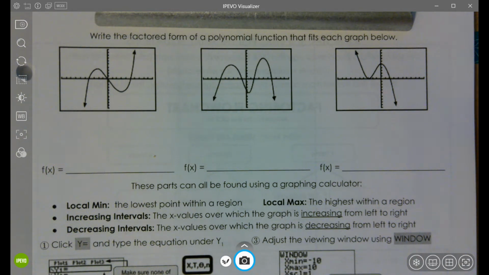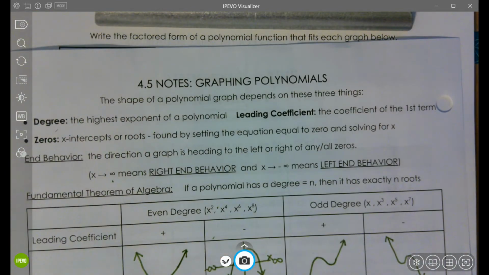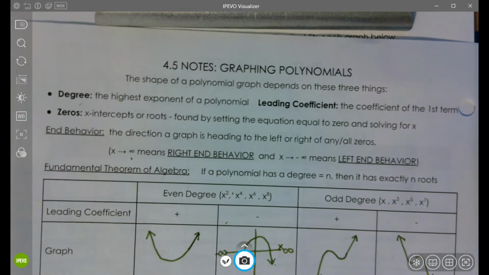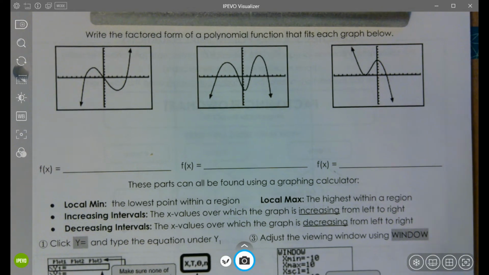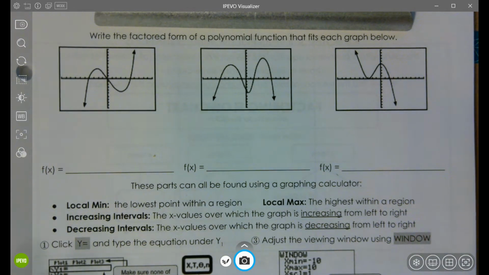Welcome to the second half of the 4.5 notes. So we filled in this side together last time, and now we are on the next page. So we are going to write the factored form of a polynomial function that fits each graph. Remember that we're focusing on the zeros here. That's like one of the most important parts of the graph.